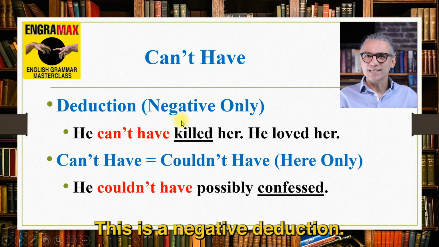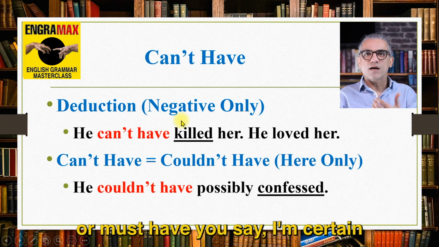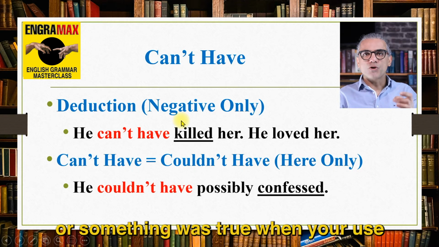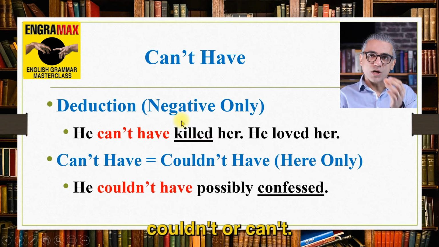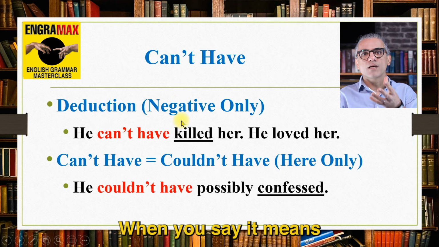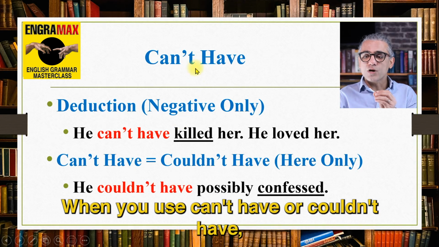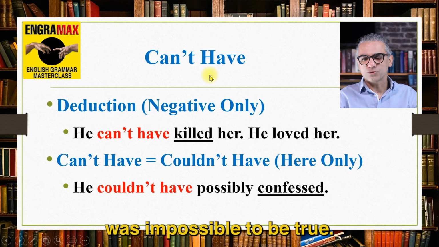This is a negative deduction. It means when you use must or must have, you say, I'm certain something is true or something was true. When you use couldn't or can't, it means something is impossible to be true. When you use can't have or couldn't have, it means something was impossible to be true.